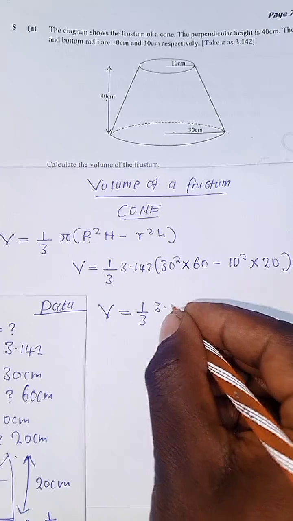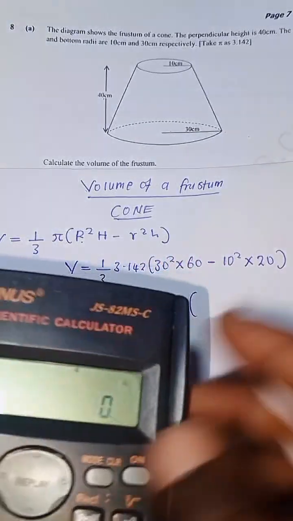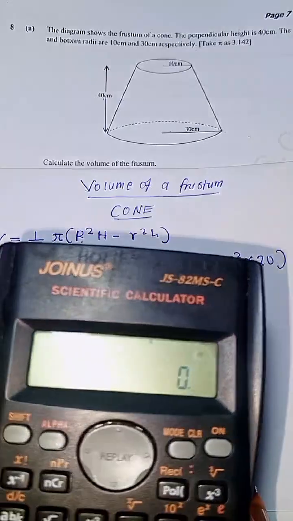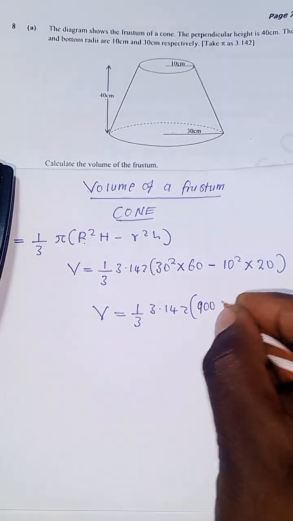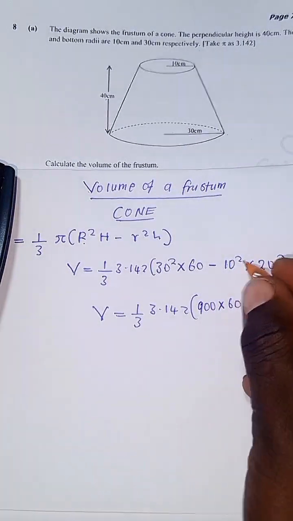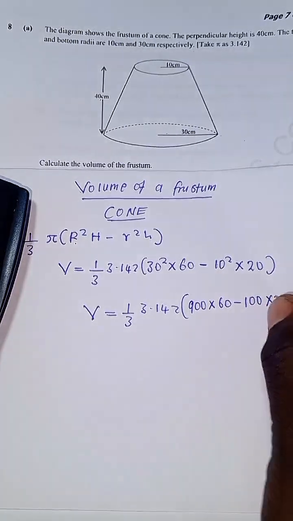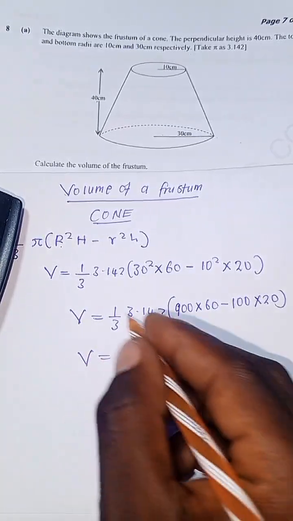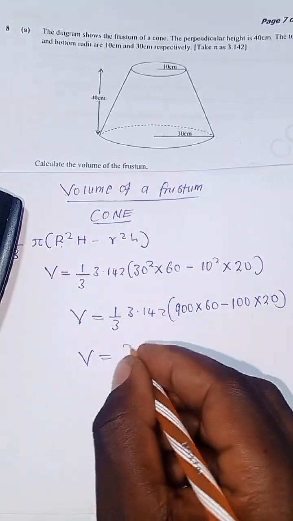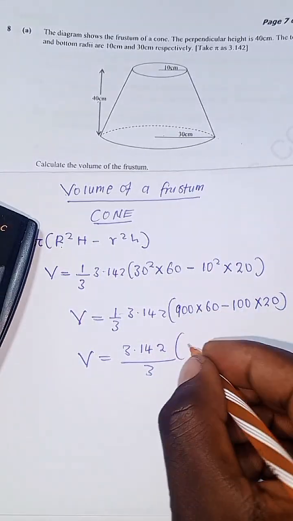So from here we're just going to say volume is equal to 1 over 3, 3.142. We can try to do the calculations. You can just use your calculator, where you're going to say 30 to the power 2. We are getting 900. So here we're going to get 900 times 60 minus 10 to the power 2. There you are going to get 100 times 20, like that.